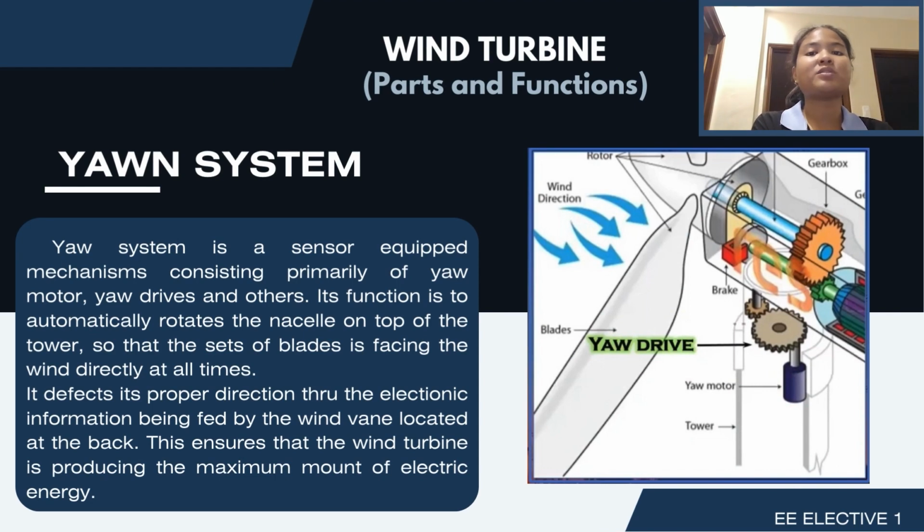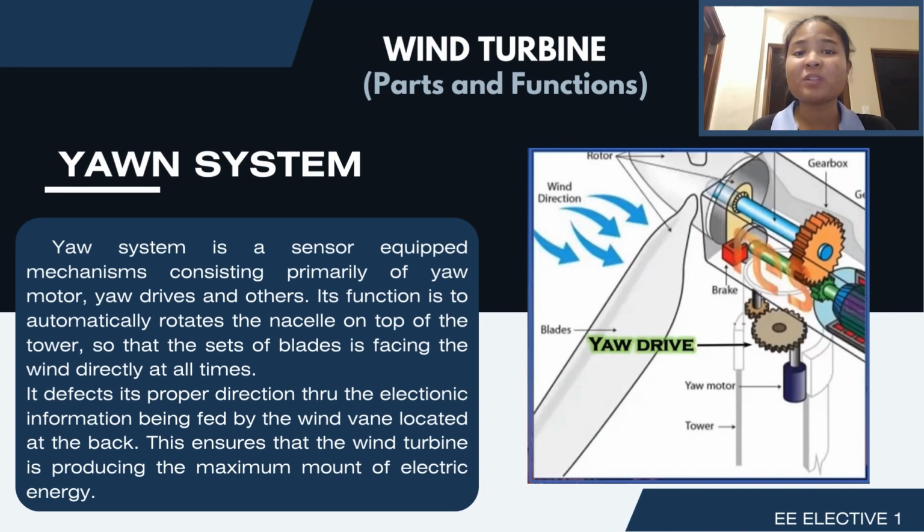Dito na papasok yung function ni yaw system, which is yung isang part niya is yung yaw motor. So, yung yaw motor, yun yung magpapagana sa nacelle para siya din yung magpapaikot sa wind turbine para sundan yung wind direction or kumbaga yung ikot ng hangin. And manggagaling naman yung information na yon dun sa wind vane. So, kumbaga, located ito sa likod ng wind turbine.